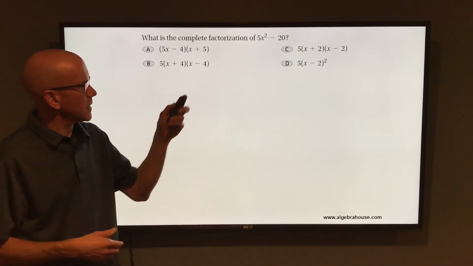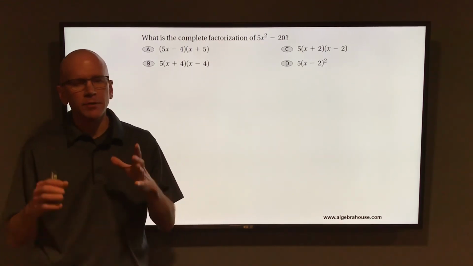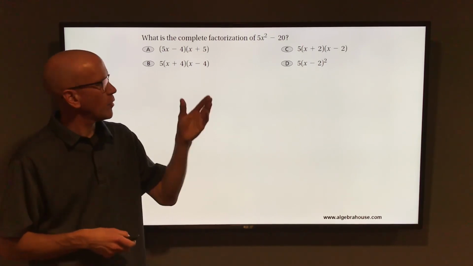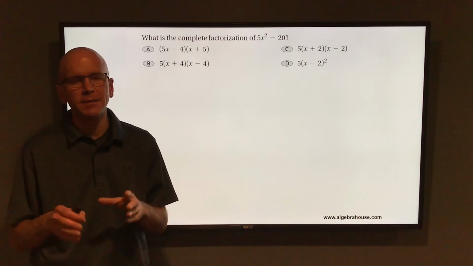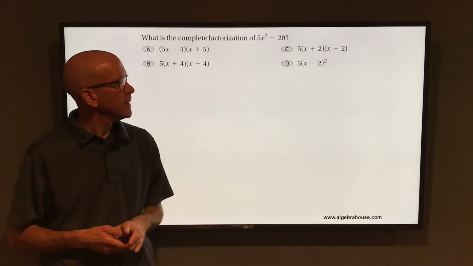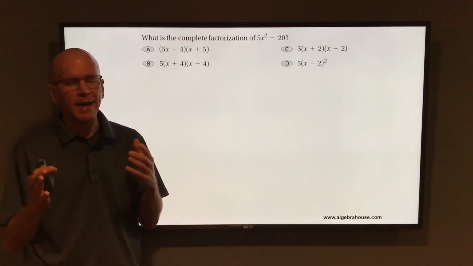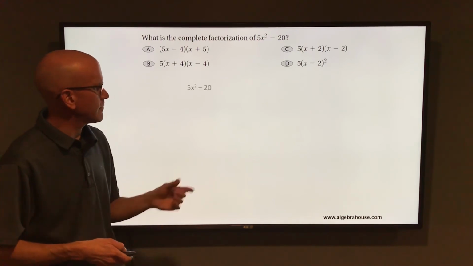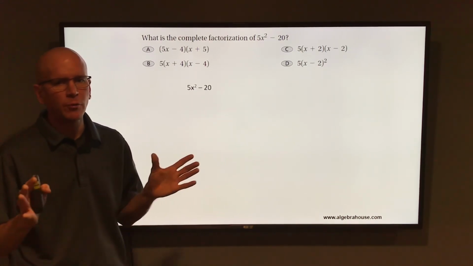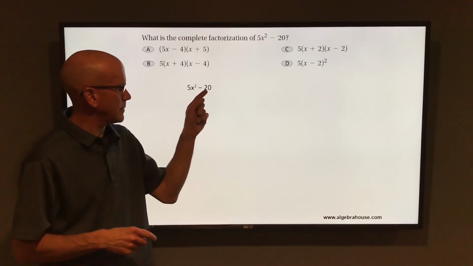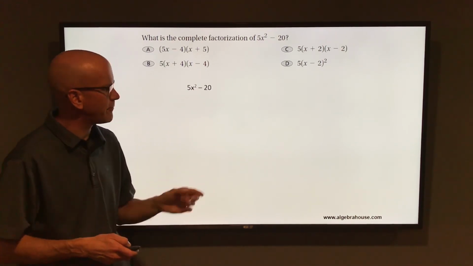It's one of these. Now a lot of people, they see multiple choice and they think, oh, I'll just multiply those together using the FOIL method, distributive property. Go through each one until I get 5x squared minus 20. You're wasting your time. You don't need to do that. You're much more efficient, much faster factoring it the way you were taught. So the 5x squared minus 20, always look for a common factor that you can factor out before doing anything else. 5 is the common factor of those two terms, so we're going to factor a 5 out.